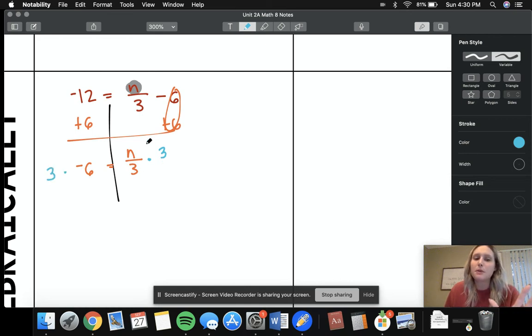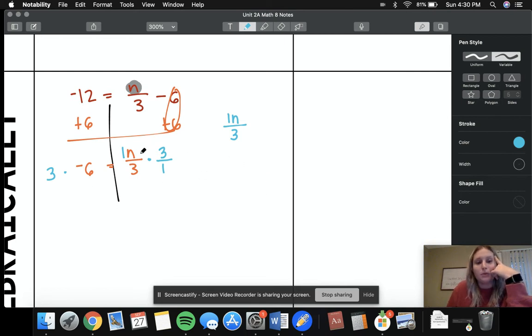Now some people really struggle with what's going on right here. So I always think about, okay, what's the invisible number in front of n? And it would technically be a 1. So right now it's kind of like 1 n, because there's one of it, and we just cut it into thirds by division. So what we're doing is technically kind of like multiplying by the reciprocal. The reciprocal of 1 over 3 is 3 over 1.